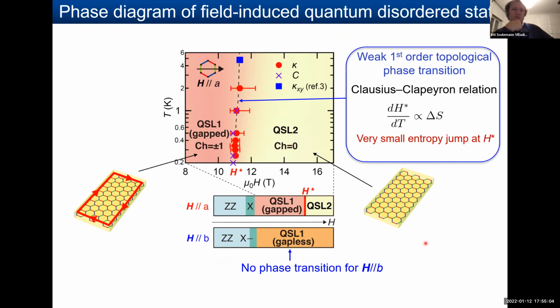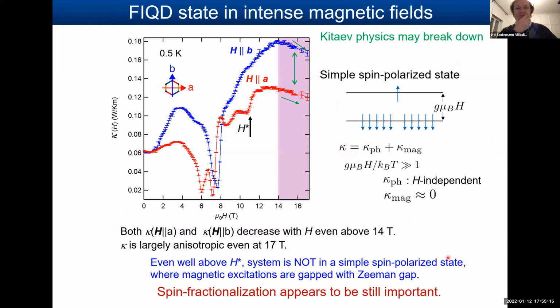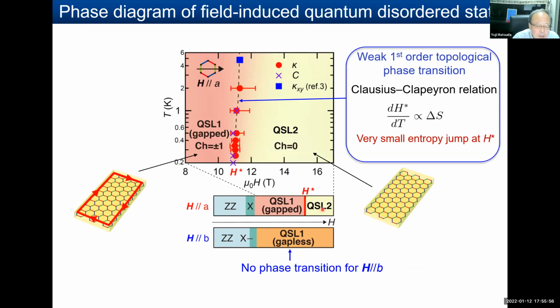I'm just trying to understand, because you're saying that it's an anisotropy. Yeah. And maybe the fact that kappa is going down is strange behavior, certainly. What I want to say is that this is not a simple spin polarized state, because in the spin polarized state, this should be field independent and become isotropic, because there is no magnetic contribution to the thermal conductivity. This is why I mentioned that spin fractionalization is still important, even in this field range. This is why I call this the quantum spin liquid state. Okay. Thank you also. The Chern number is zero.